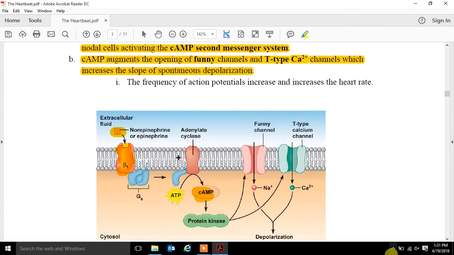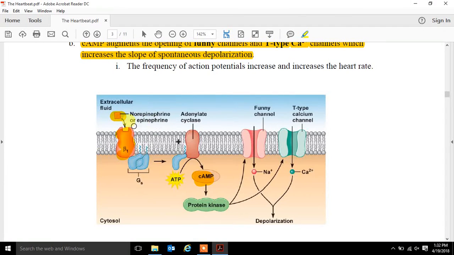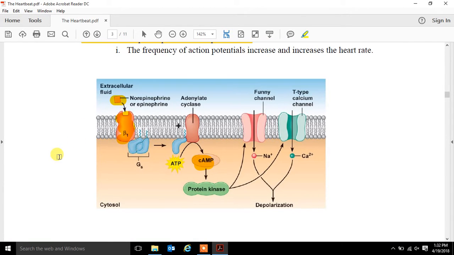Well, if I can give a beta-1 blocker, that's going to competitively inhibit these beta-1 receptors and prevent norepinephrine from binding, and therefore we're not going to get this response. Despite having high norepi levels, these funny channels and T-type calcium channels are going to stay down, and therefore we don't have the increased heart rate, therefore we don't have the increased work of the heart. That's an important thing if you've got a cardiac patient where you want to keep myocardial VO2 down because they've got atherosclerotic plaque, or they're at risk. So that's where this signaling pathway has some importance.